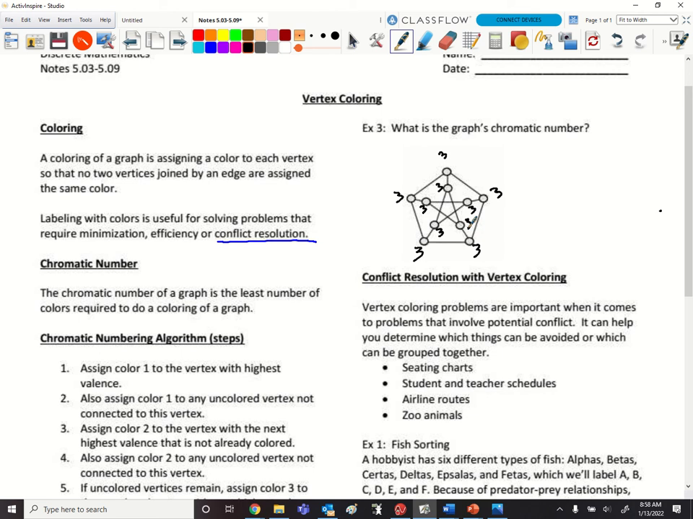Conflict resolution with vertex coloring. Seating charts. Get to work! Zoo animal. Stop talking about Preston. Dude, that's bullying. Jungle, get to work. You still haven't even started. Let's go.